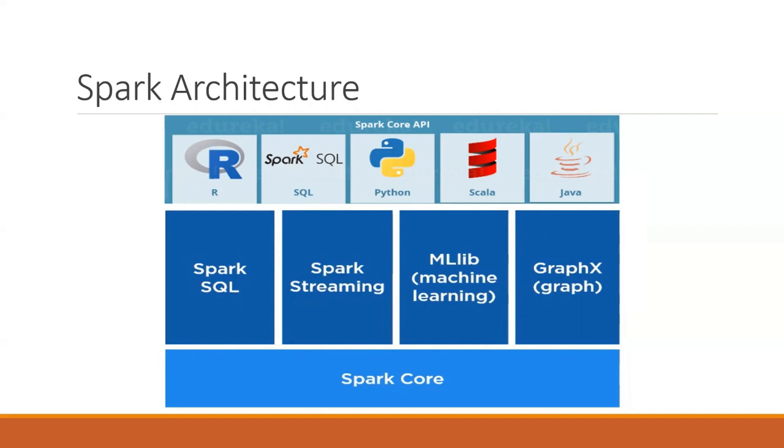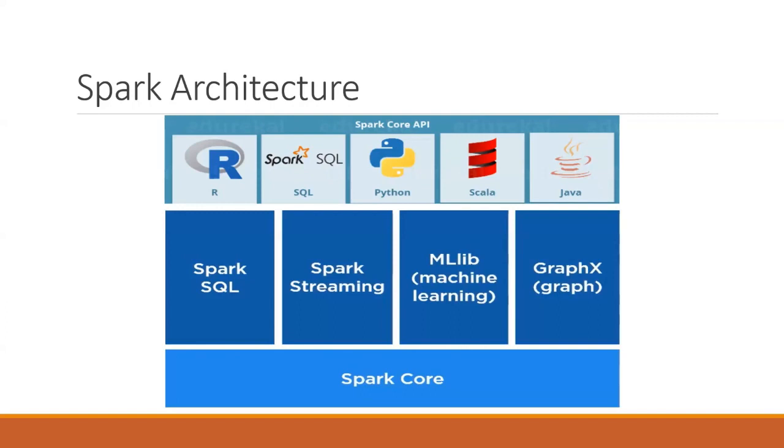Like here, we have Spark SQL. This library is used for processing structured data using SQL queries. The same way, we have a Spark Streaming library, which is used for processing streaming data. Then we have a machine learning library and the GraphX library. It is used to build graphs in Apache Spark.